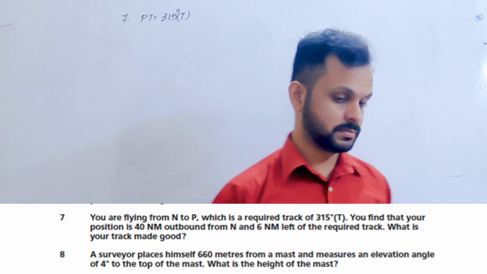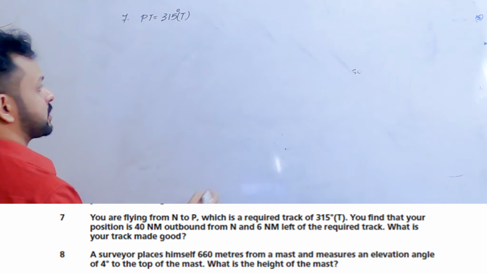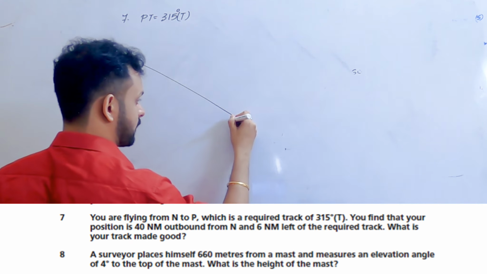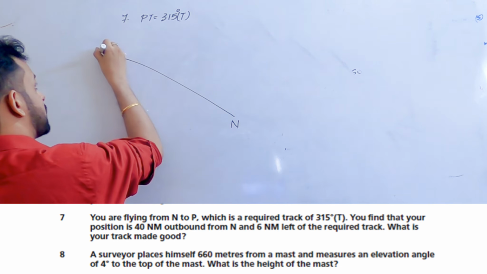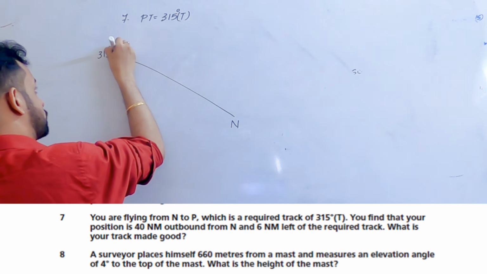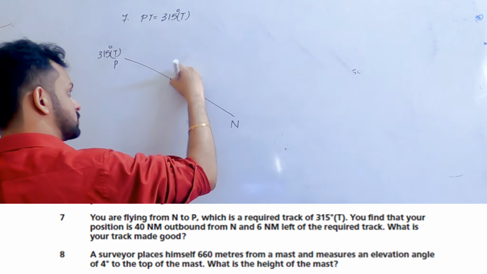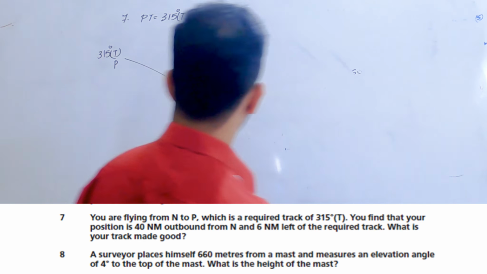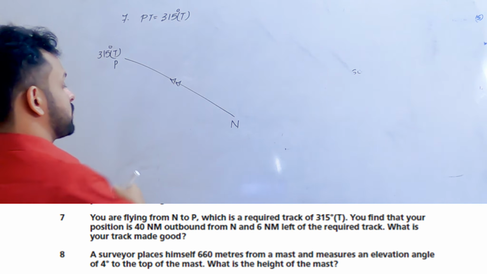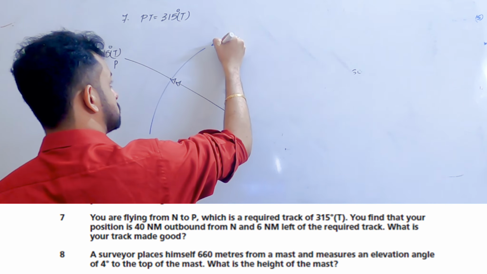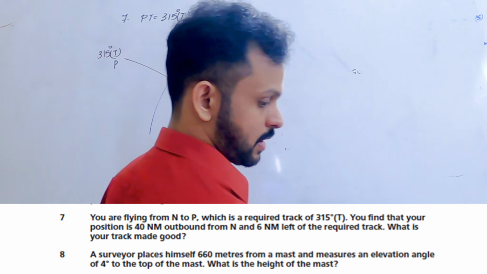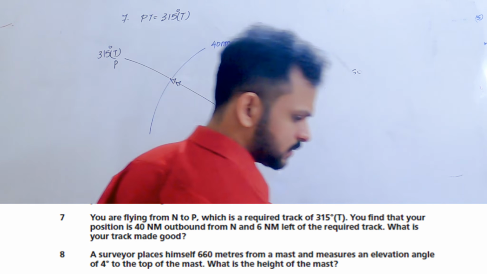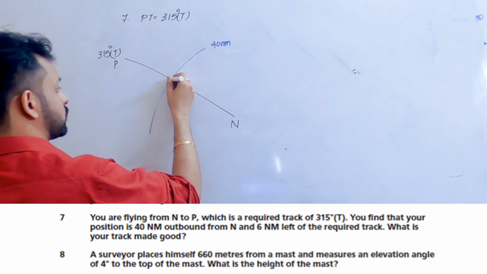So the planned track is 315, so it is somewhere in this direction. That is from N to P. It's a planned track of 315 degrees true. Now, you find that your position is 40 nautical miles outbound from N. So it's 40 nautical miles from N, and 6 nautical miles left of the required track. So it is 6 nautical miles left. Left is basically south of it.